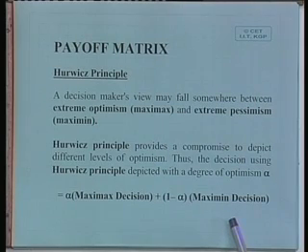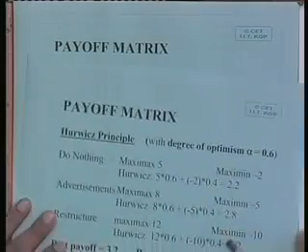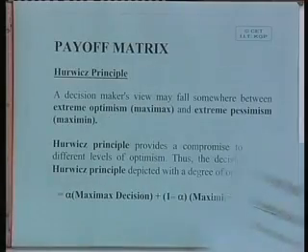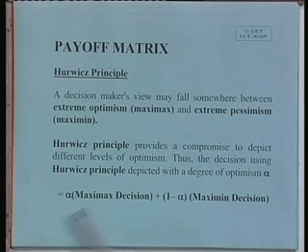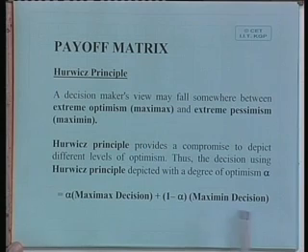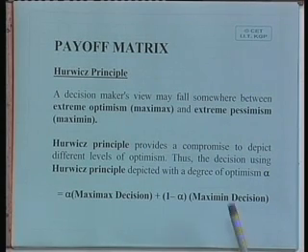Is it okay? So this is how you can calculate in case of Harveys principle. So it is a compromise. Let us see how we compute. Alpha into maximax decision plus 1 minus alpha into maximin decision. That is the decision using the Harveys principle.